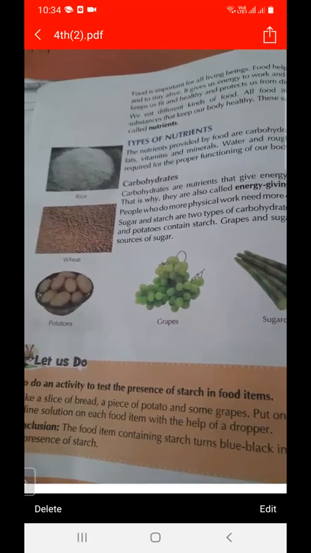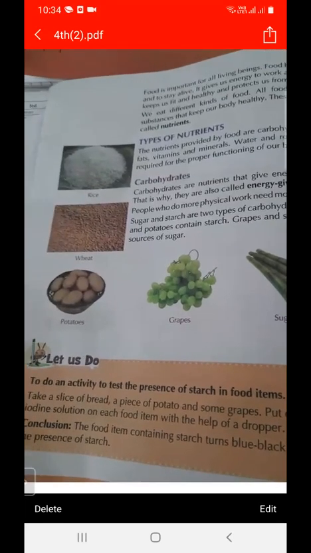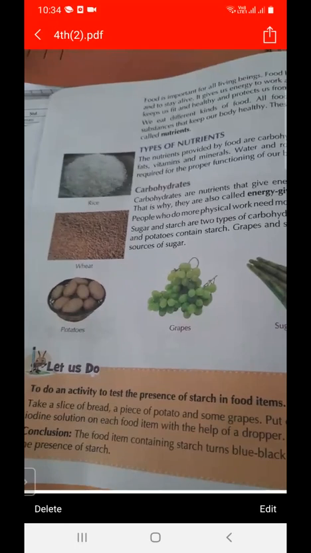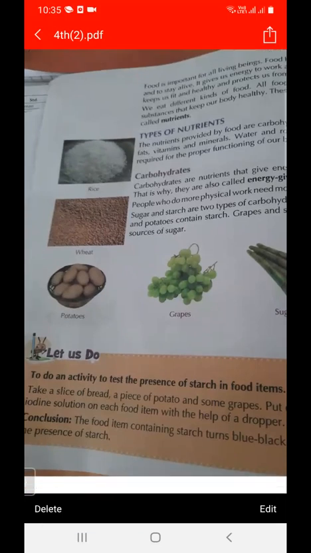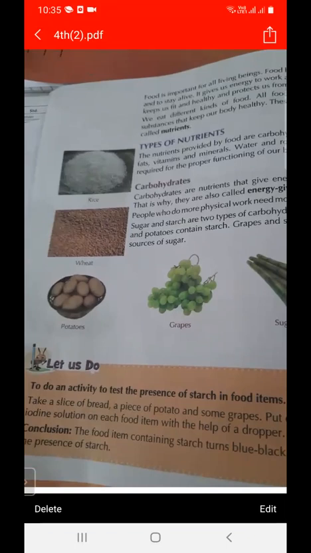And next, how can we check the presence of starch in a given food item? What is the activity? Suppose we take a potato and cut it into small pieces, then add 2 to 3 drops of iodine solution on it. If it turns blue black, then it contains starch. Otherwise, it does not contain starch.